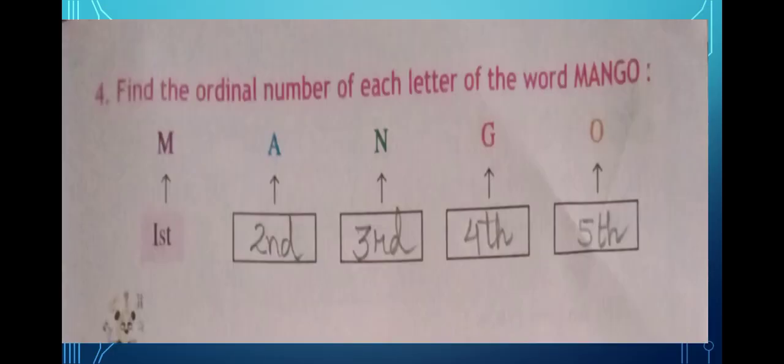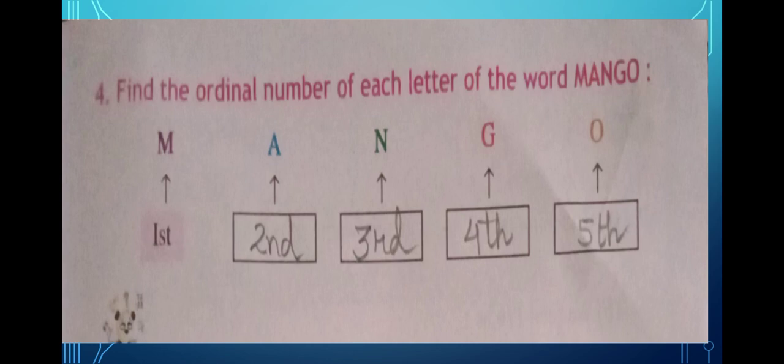Now question number 5. Find the ordinal number of each letter of the word mango. See, what is the spelling of mango? MANGO, mango, isn't it? So M is in the first. So I wrote it here first. A is in the second. So it is second. N is in third. So it is written as third in ordinal number. G is in the fourth. So it is written as fourth in ordinal number. O is in fifth. So it is written as fifth in the ordinal number.